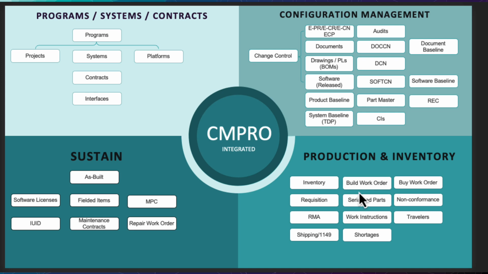And here you can track multiple warehouses, build travelers, perform non-conformance tracking, RMA actions, shipping, receiving, track shortages on your work orders, and have build and buy work orders, requisitioning, and full inventory control of multiple warehouses with wireless barcoding. Or you can simply interface to other systems in CMPRO.